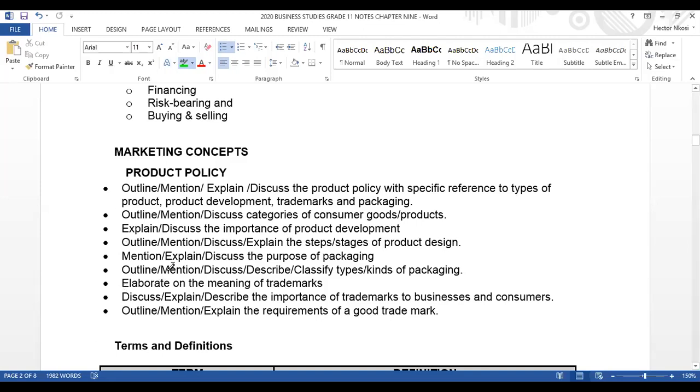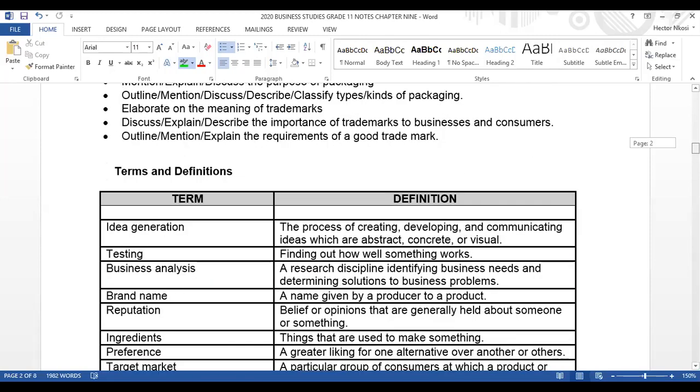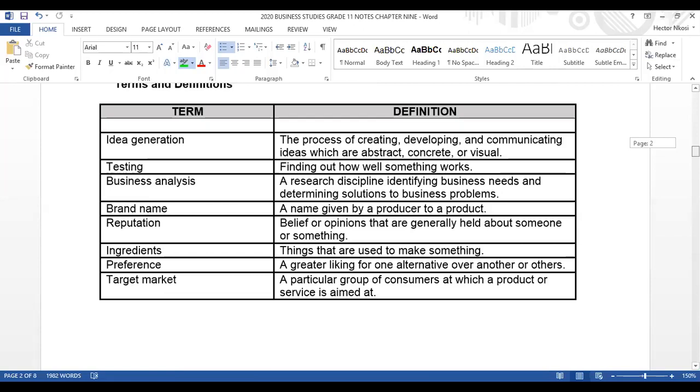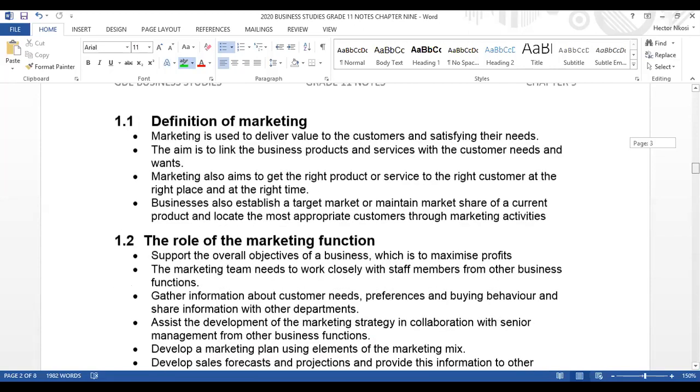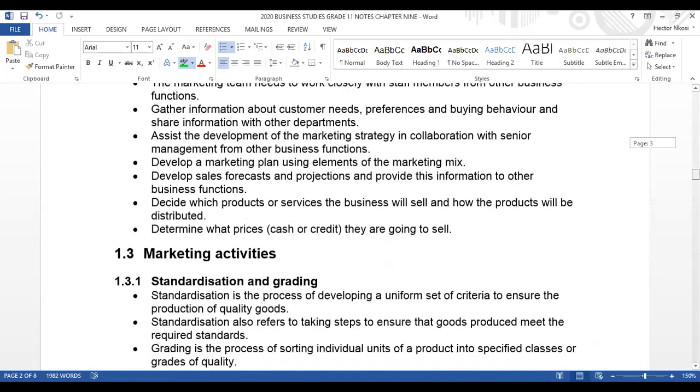You also need to elaborate on the meaning of trademarks. Discuss, explain, describe the importance of trademarks to the business and consumers. Outline and explain the requirements of a good trademark. Very important, grade 11s.